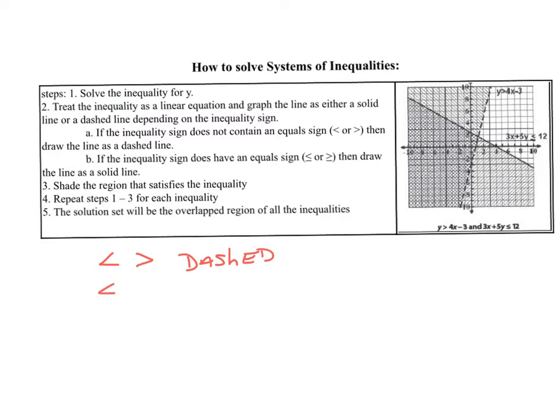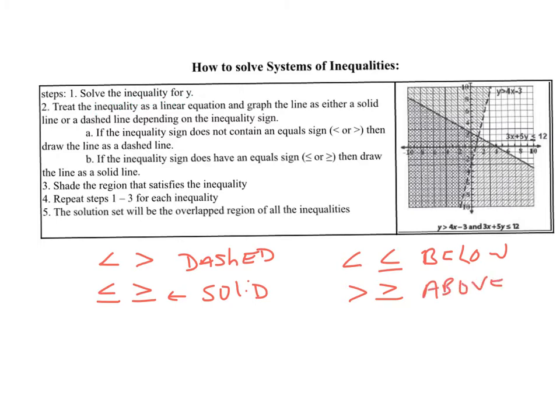If you have a less than or equal to, or greater than or equal to, so if you have the equal to bar, it will be solid. Then, less than or equal to, we shade below. And if you have a greater than or equal to, we shade above.